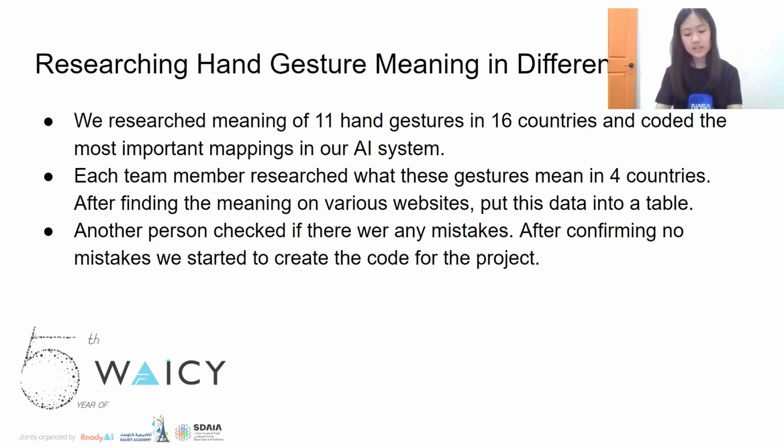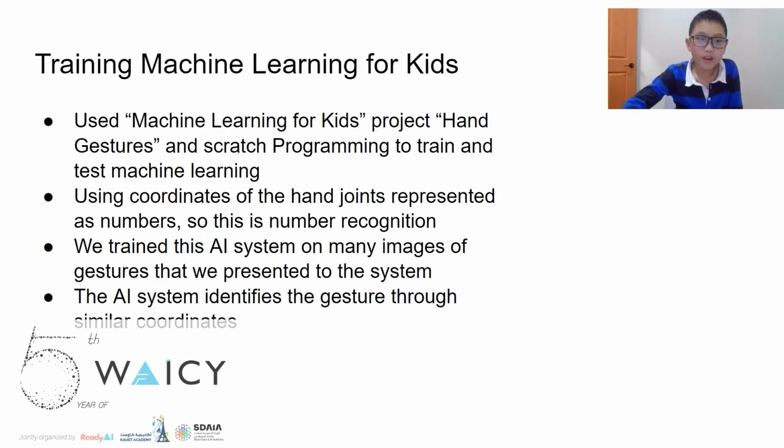We decided to give each person 4 countries and had them research what the gestures mean in the countries that we are in charge of. So we used the Machine Learning for Kids project called Hand Gestures and Scratch programming to train and test machine learning, using coordinates of the hand joints represented as numbers, so this is number recognition.